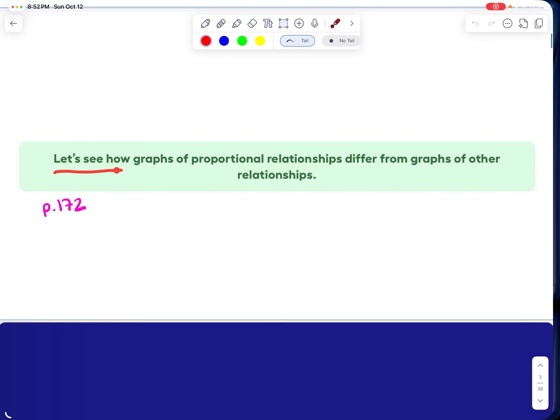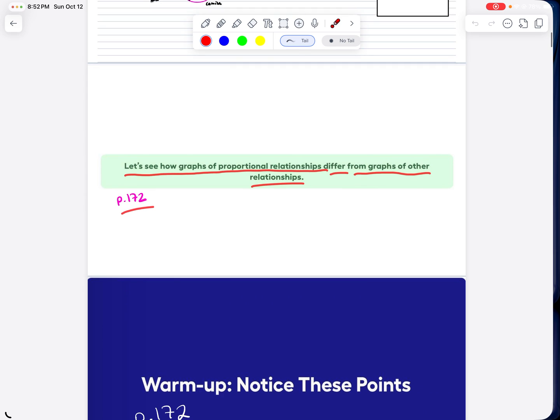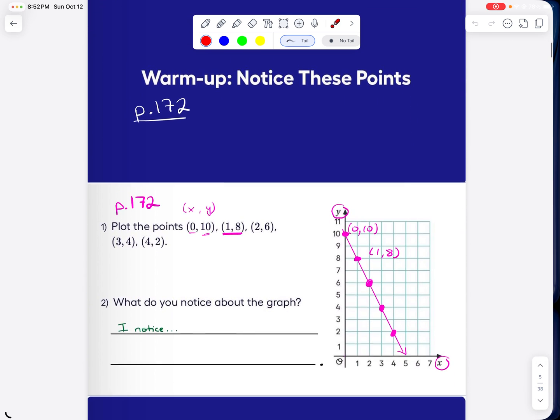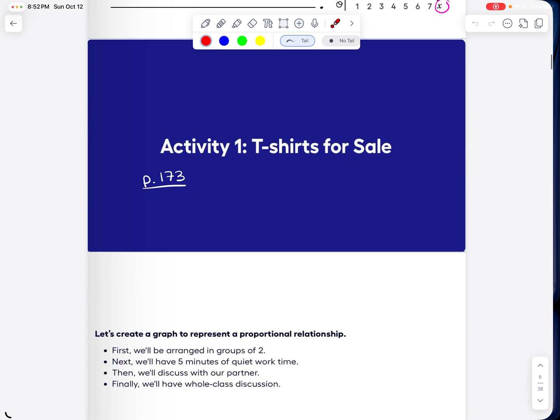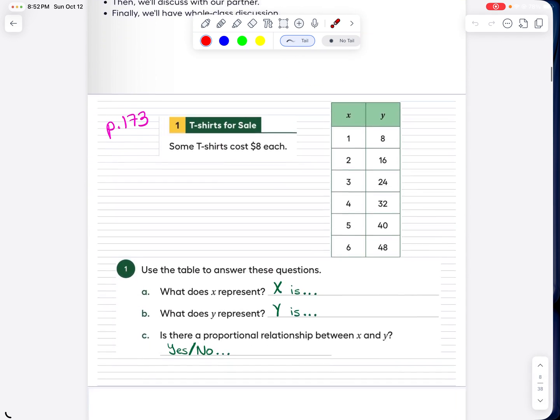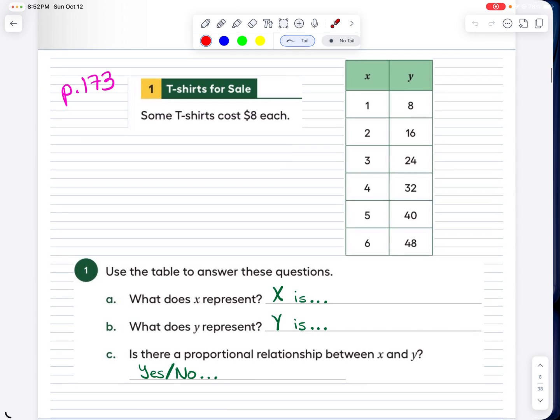Today we are in lesson 10. Let's see how graphs of proportional relationships differ from graphs of other relationships. This is page 172. Okay, so we have activity 1, t-shirts for sale, on page 173.